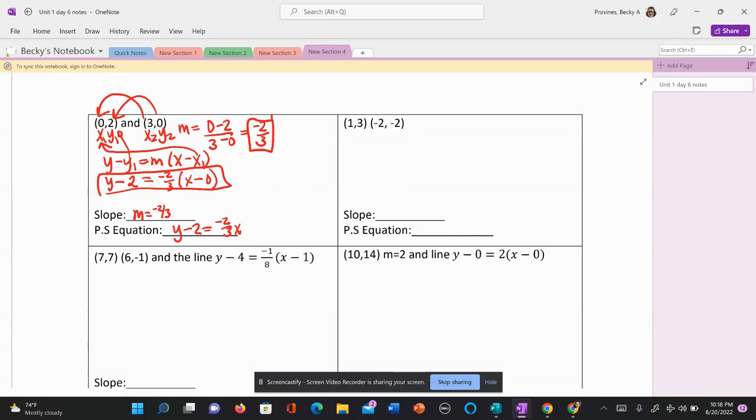Okay, so the next one's going to be the same. We're going to first find the slope. Let's label x1, y1, x2, y2. I'm going to write my equation out.